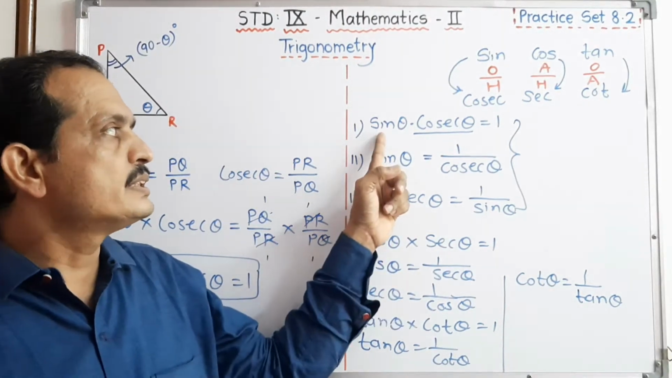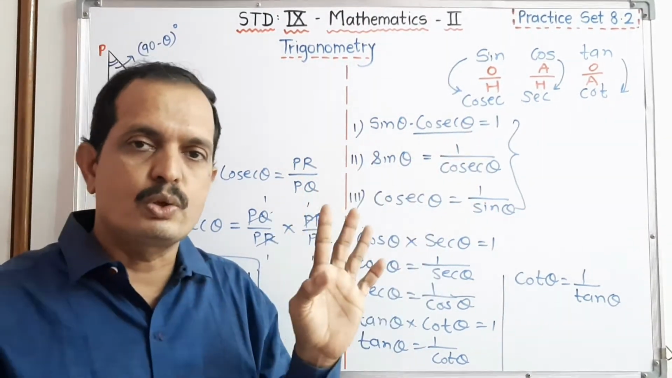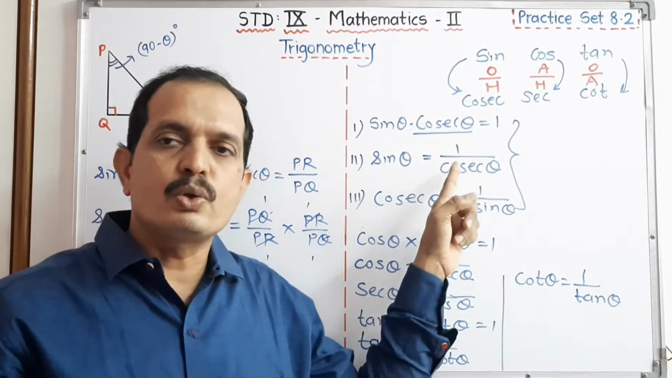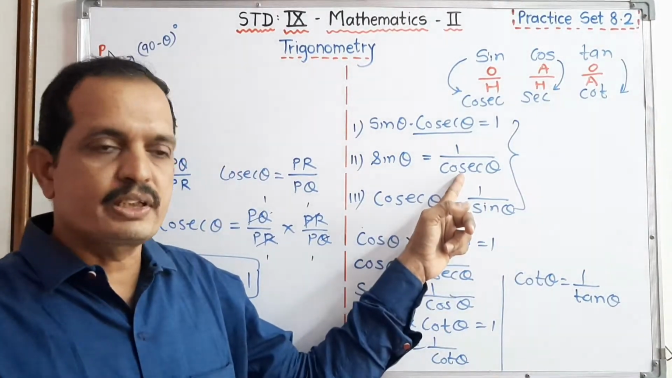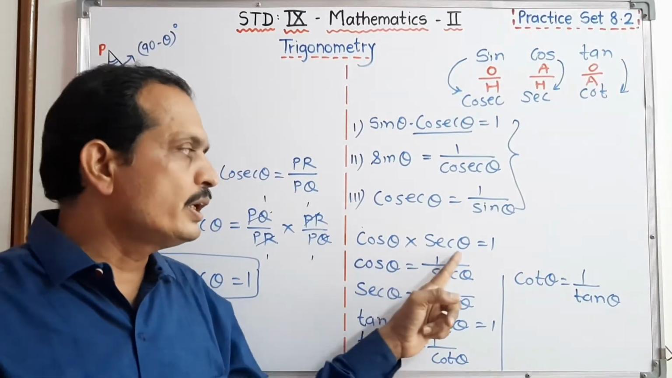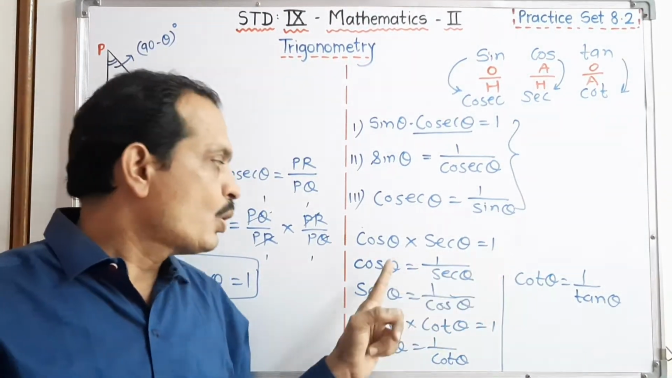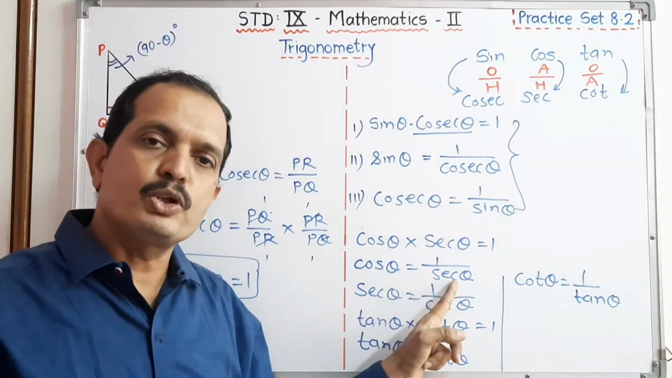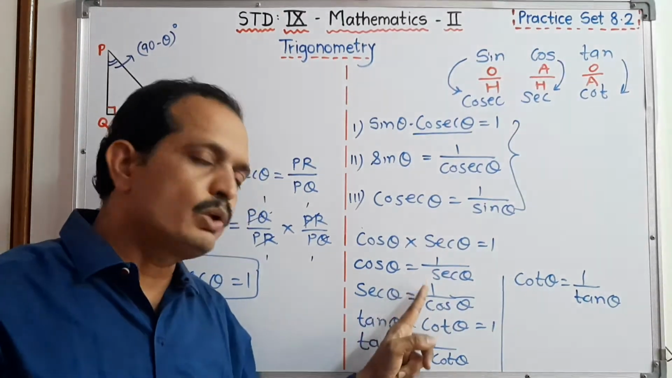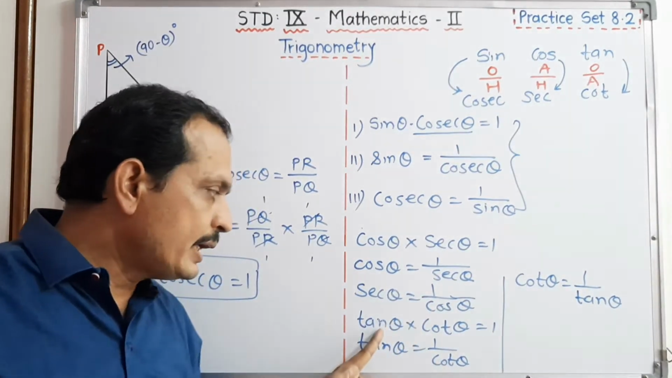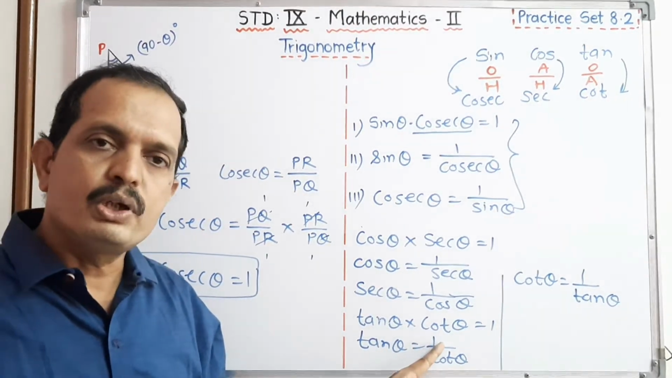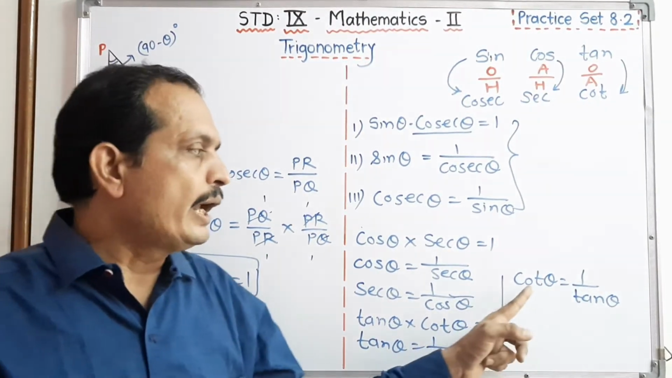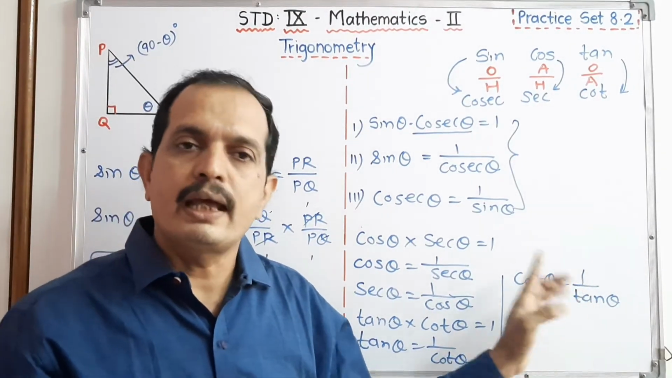That is sine theta into cosec theta is equal to 1. Cosec theta is equal to 1 upon sine theta. Sine theta we can convert it into cosec theta. Same thing, cos theta into sec theta is equal to 1. Cos theta is equal to 1 upon sec theta. Sec theta is equal to 1 upon cos theta. Then tan theta into cot theta is equal to 1. And tan theta we can convert it into 1 upon cot theta. And cot theta is equal to 1 upon tan theta.